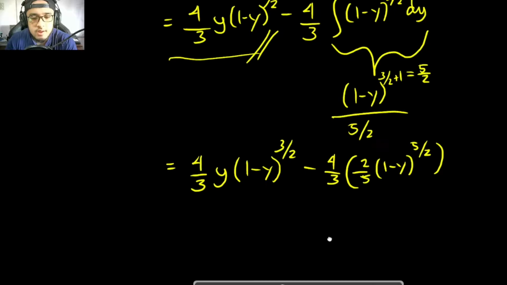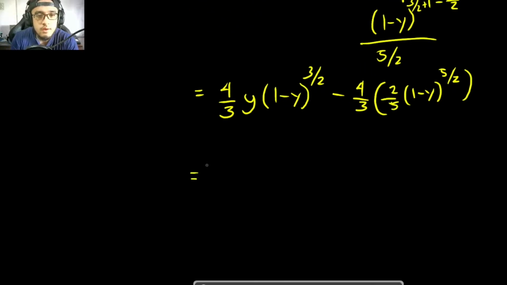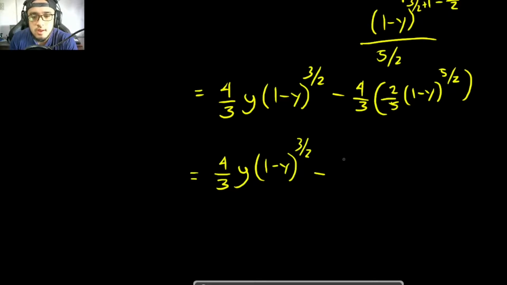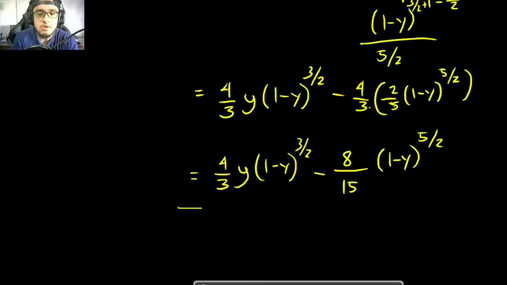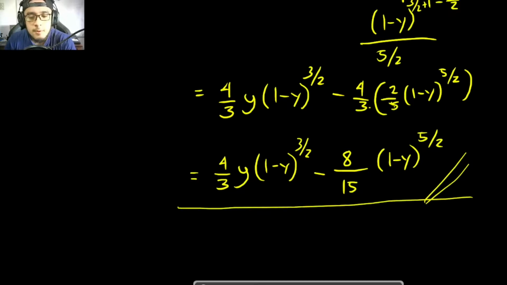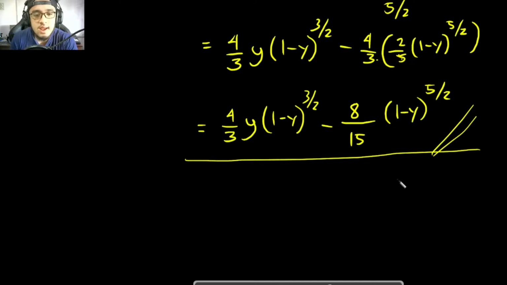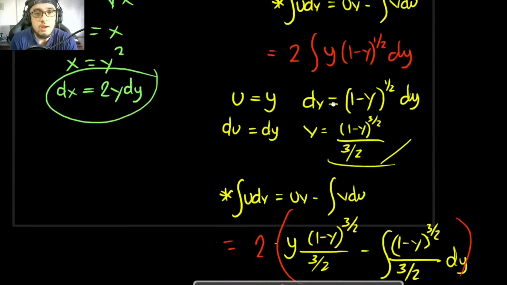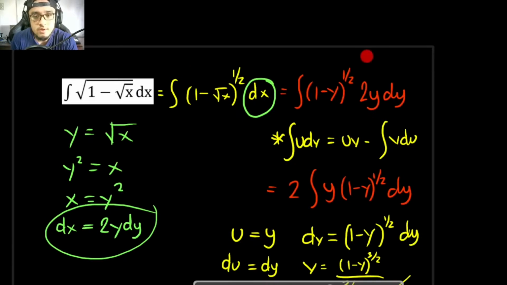And simplifying this further, it would give you an answer of, once again, 4/3 times y times 1 minus y raised to 3 halves minus, so 4 times 2, that is to be 8, divided by 3 times 5, that is to be 15, times 1 minus y raised to 5 halves. So this is to be your answer for this problem right here. But guys, take note that this answer right here is the answer of this particular equation right here, and not the answer of this function right here.